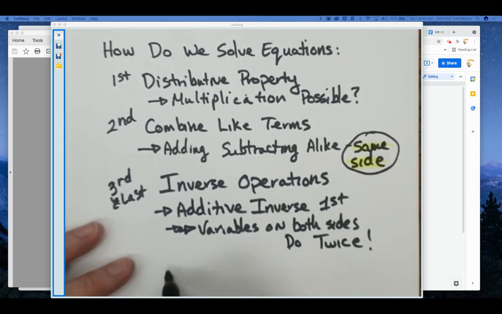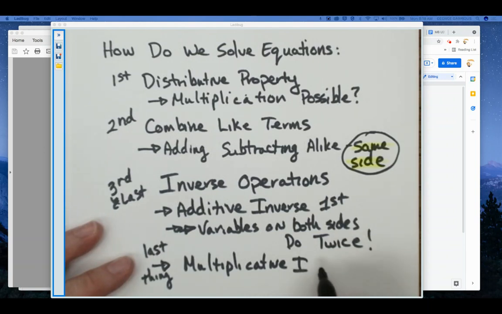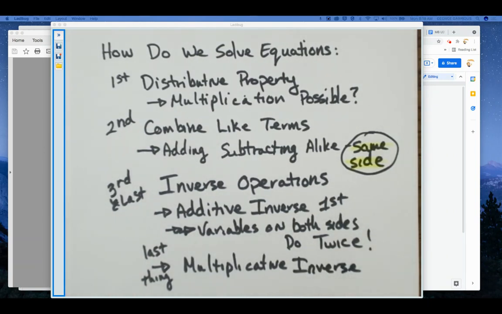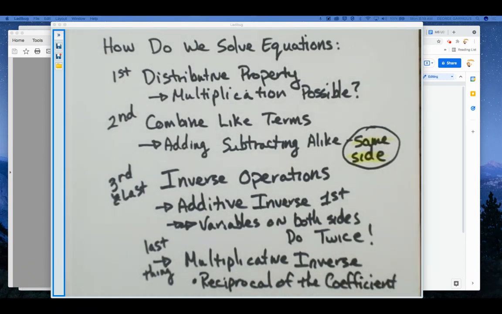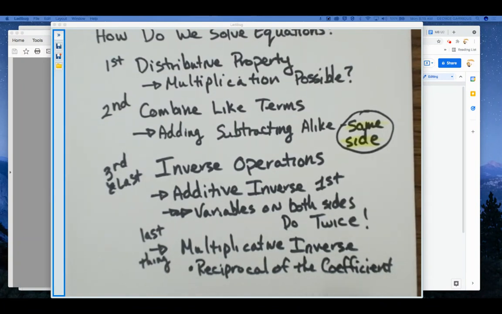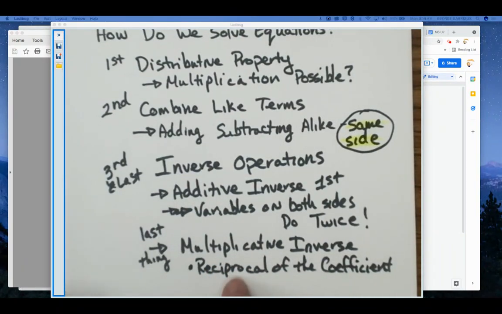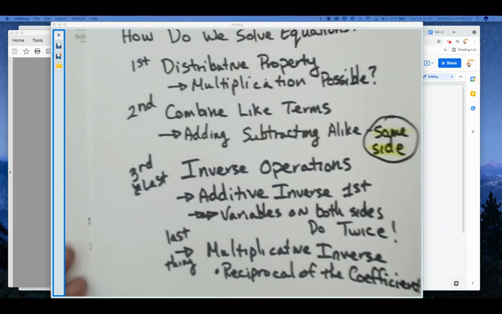Okay, the very last thing gets you your 1x or 1d. That's the very last thing. The last thing is your multiplicative inverse. Sometimes you can divide, if the coefficient is an integer, then you can divide. But most of the time, the coefficient in 8th grade is a fraction, so we want to take the reciprocal of only the coefficient. We're not dealing with the variable.